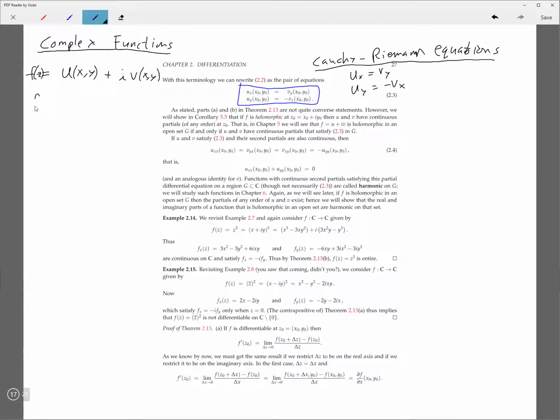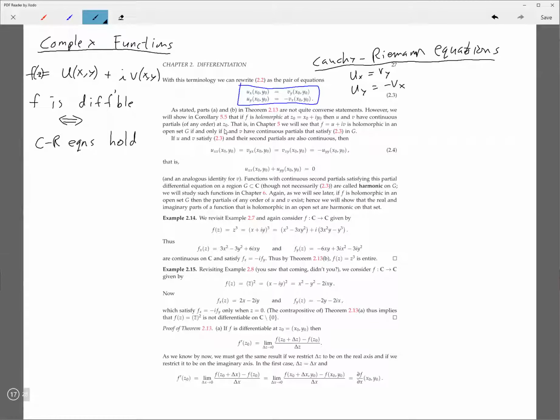Okay, so f is differentiable if and only if, well, there's a few other weird situations, but let's not worry about that, where this actually doesn't happen. If and only if the Cauchy-Riemann equations hold. If and only if both of these are true. Differentiable at a particular point, okay? Yeah, so that's where the Cauchy-Riemann equations come into play.